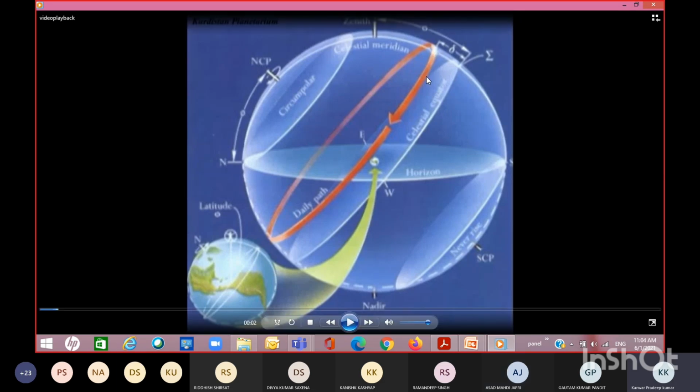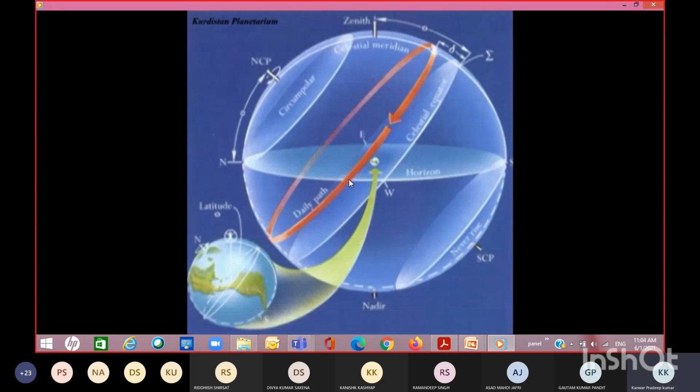Altitude is coming down, down, down. The body now has come on the western side of the observer. LHA 0 degrees and increasing till the body is set over here. So everything that is seen in this diagram I have explained to you. I hope you have understood, or is there any question over here?